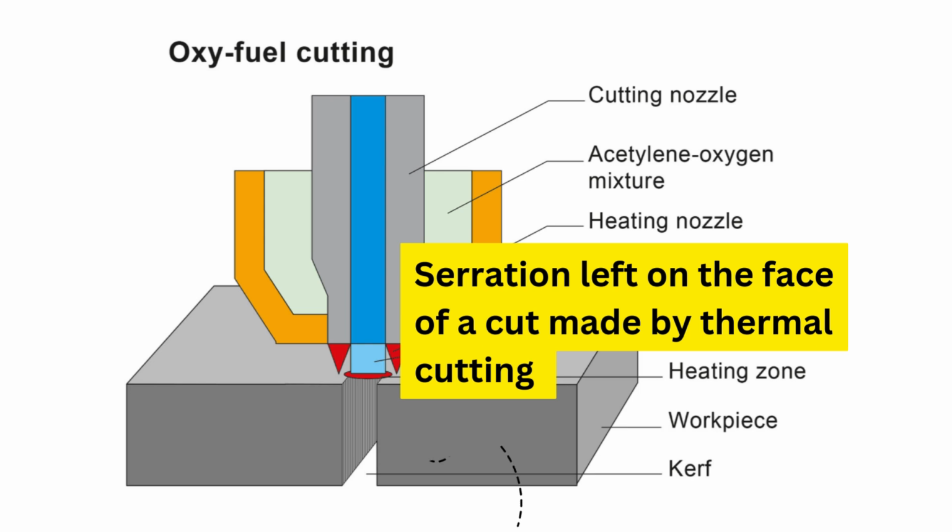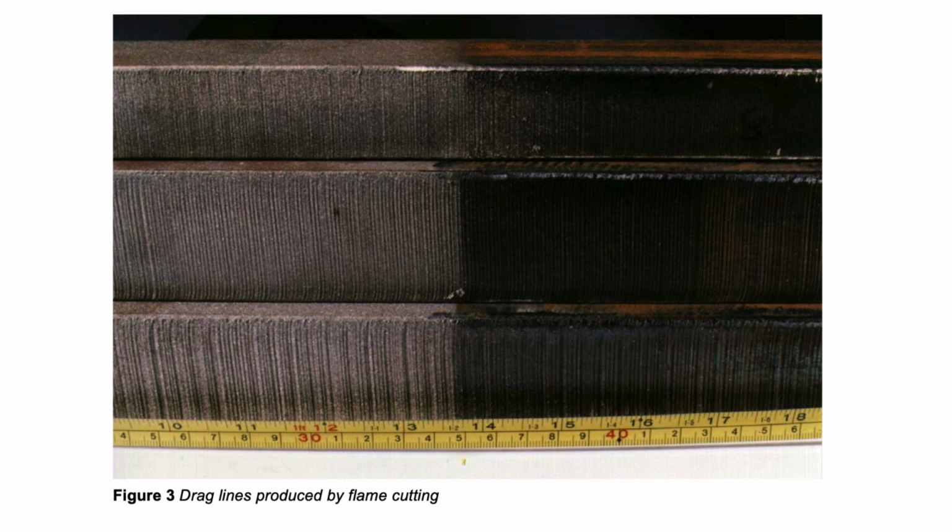A dragline is defined in BS 499, Ref 3, as serration left on the face of a cut made by thermal cutting, and the standard goes on to define drag as the projected distance between the two ends of a dragline, i.e. measured relative to a line square to the material surface. See Figure 1.